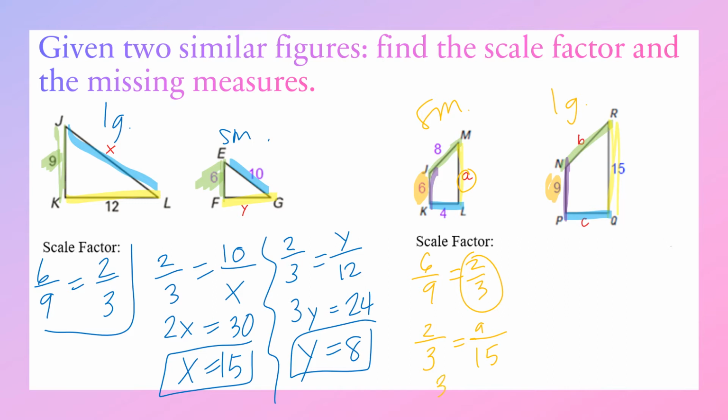So 2 times 15 is 30. 3 times A is 3A. So A would end up equaling 10. That is not a good color for down there. A equals 10.